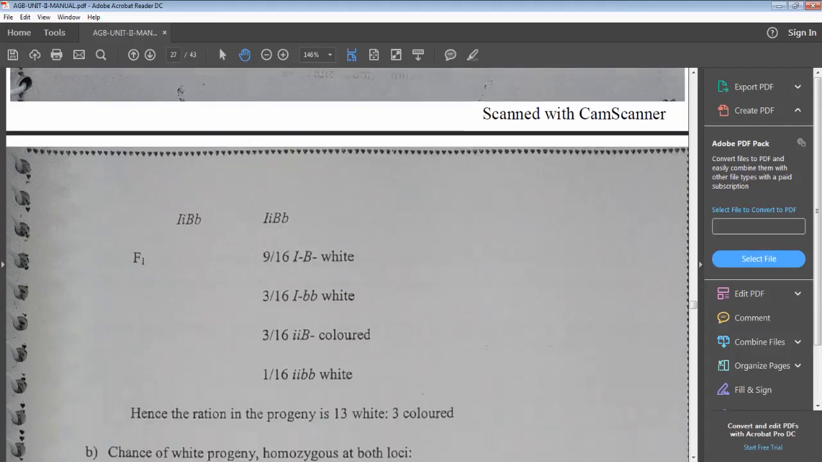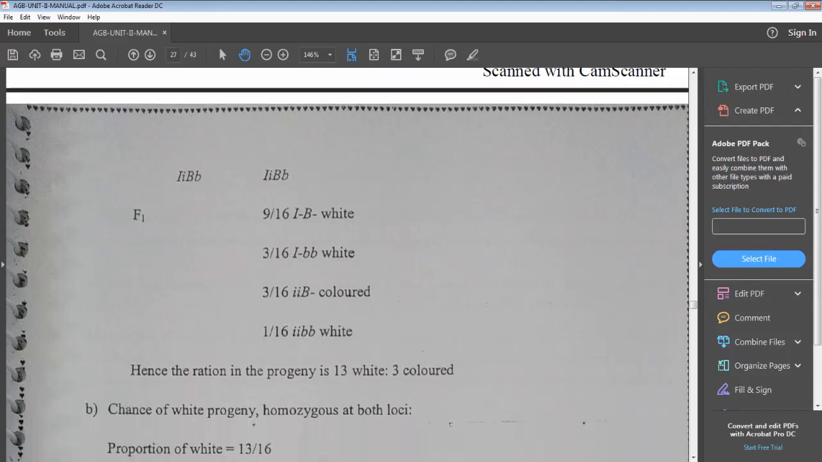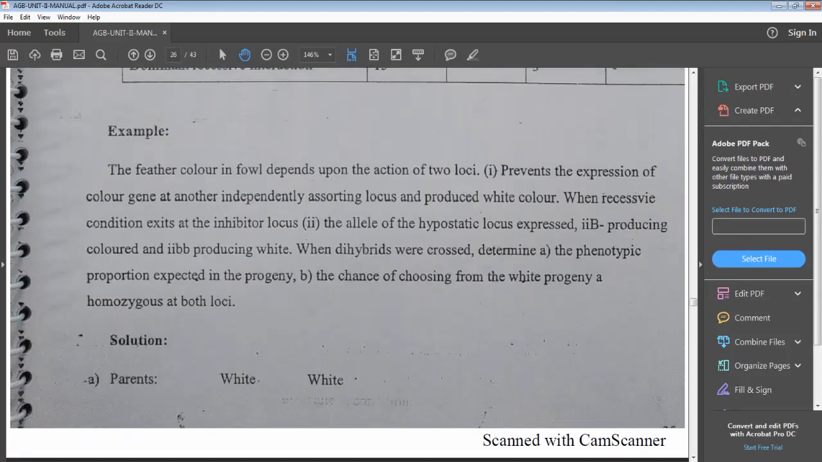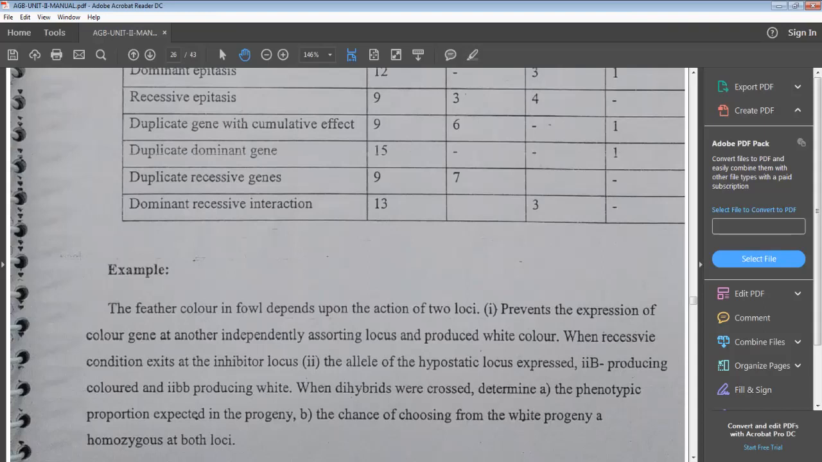Okay, let me show you. If this is IBIB, these are the white individuals. If we are crossing these whites, we will get a 9 is to 3 is to 3 is to 1 ratio, where the nines of this genotype are white. This is also white. If only B is there, then that is colored. Otherwise, if capital B is there, then it is colored. Otherwise, it is white. So in this particular case, we'll have the ratio of 13 is to 3. And this kind of interaction, 13 is to 3, is a dominant recessive interaction.